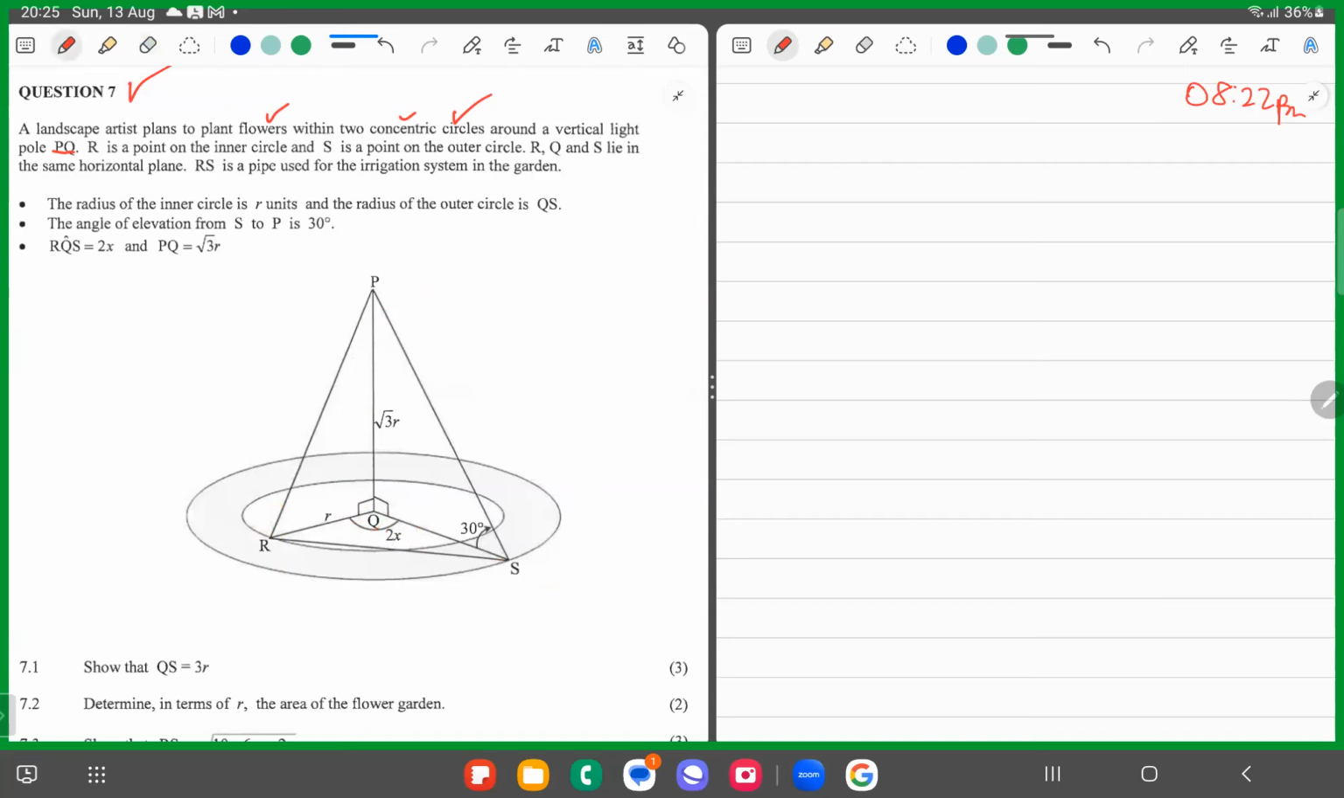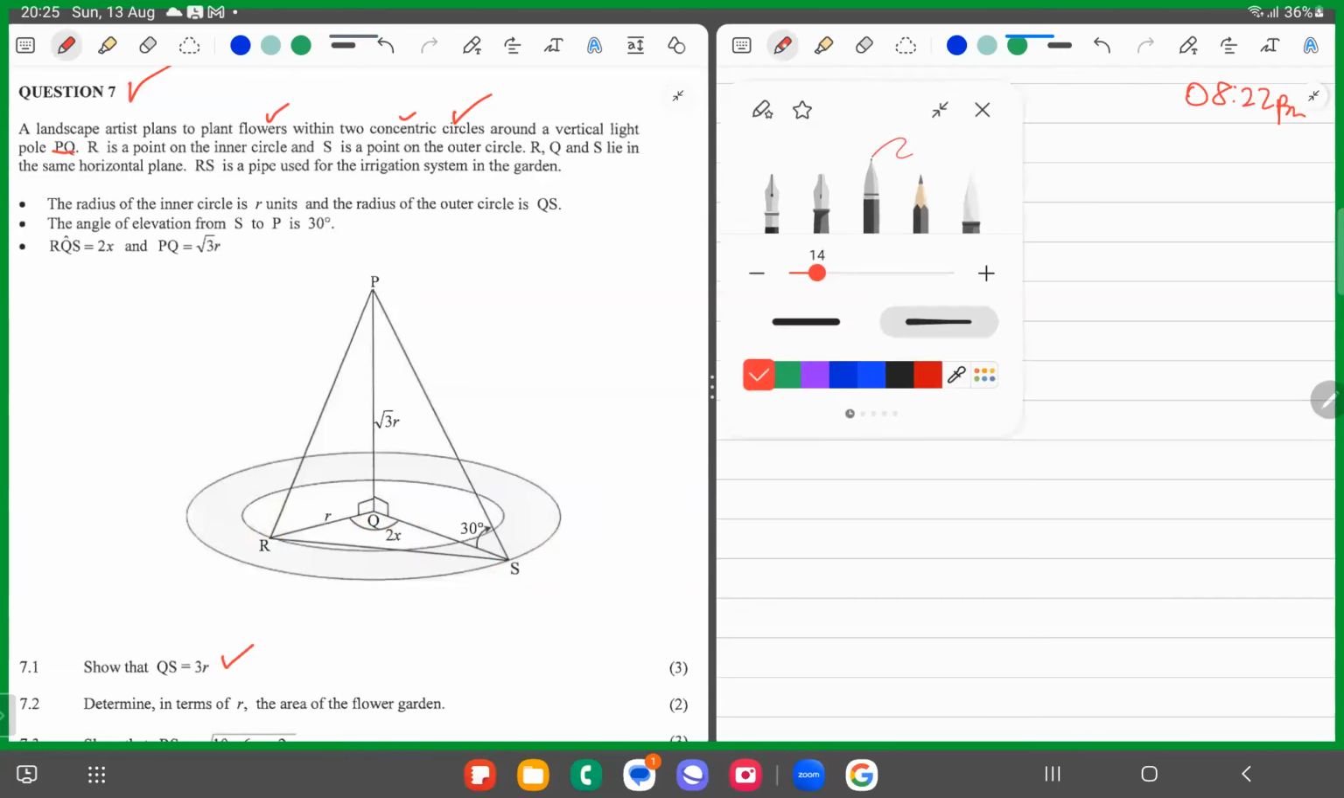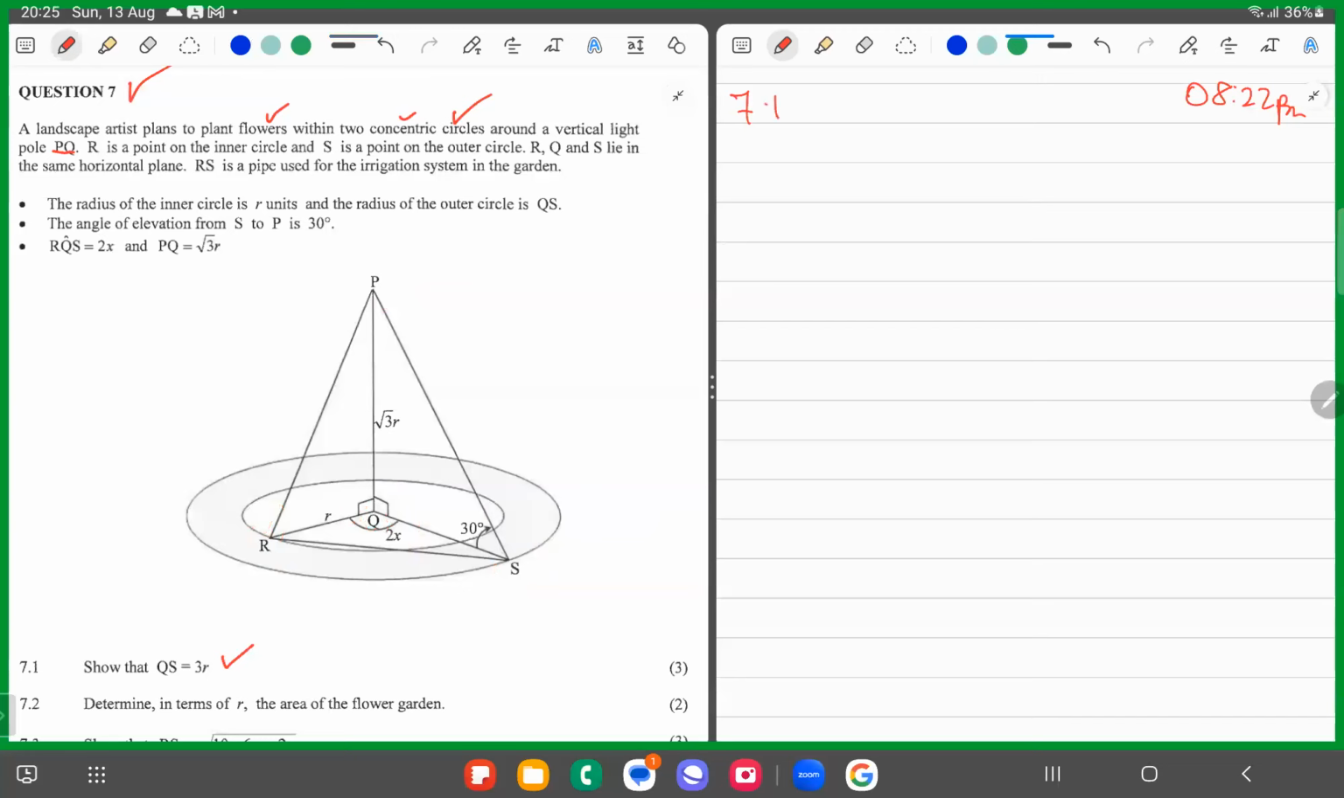Right, so we're looking at question 7.1. The examiner is saying, show that QS is exactly 3R. Let's proceed to do that. To do this question, there are a couple of things you need to bear in mind. To show this, we have to look at this particular triangle that has QS in it. So you have your QS, this is Q and that is S.